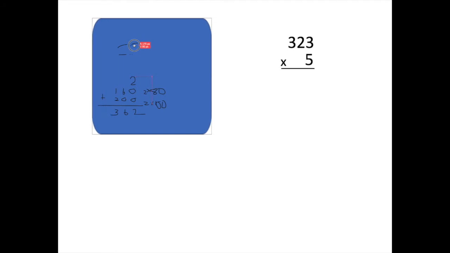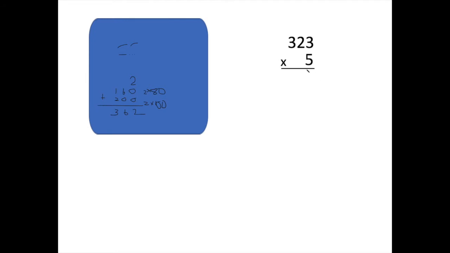I would like for you to go ahead and write 323 times 5 on your board, and I would like for you to solve using partial products. Remember, ones place, tens place, hundreds place. Write the value of each of those digits to the side. Go ahead and go. All right, so now let's check our work on our boards.